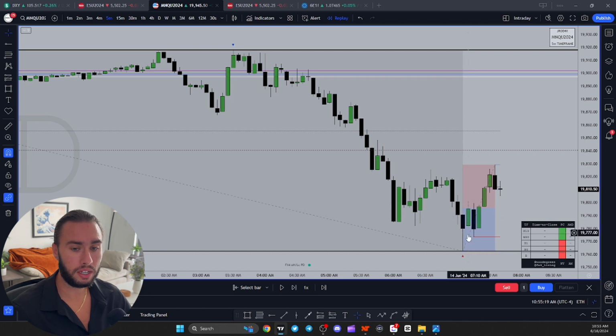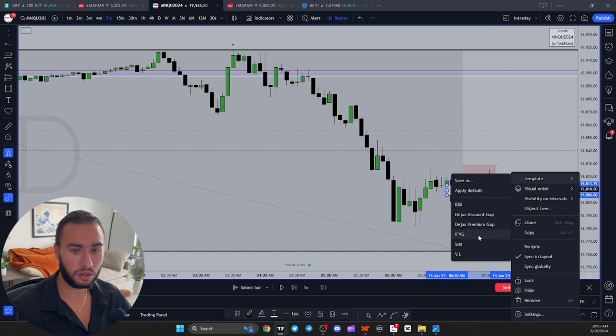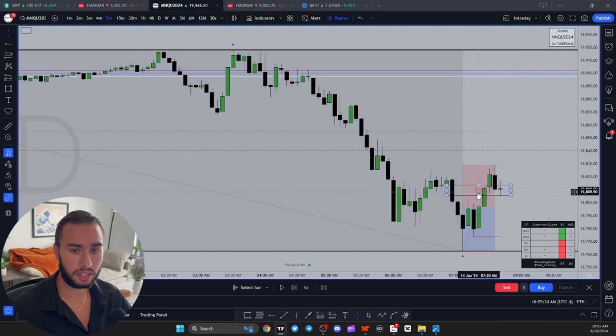So you can see here after we've ran lower, we had a shift in market structure above this high here. And we also did a few other things, like number one, we inverted a bearish fair value gap. So this is a good signature that price has strength, right?